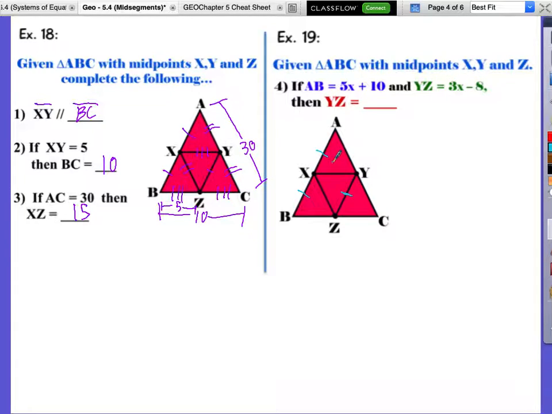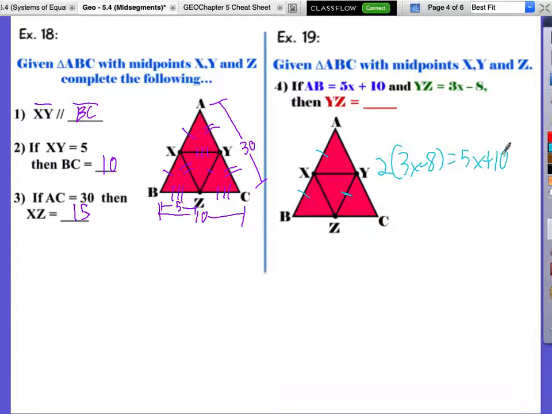So could you double YZ instead of equal? Oh, we could double YZ. Instead of equal, double something else. What did you double? I forgot to double YZ. Yeah. So we could double this, because if YZ is 3x minus 8, then each of these are 3x minus 8. But the whole thing's 5x plus 10.